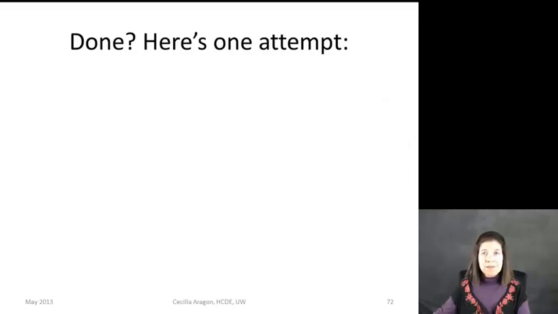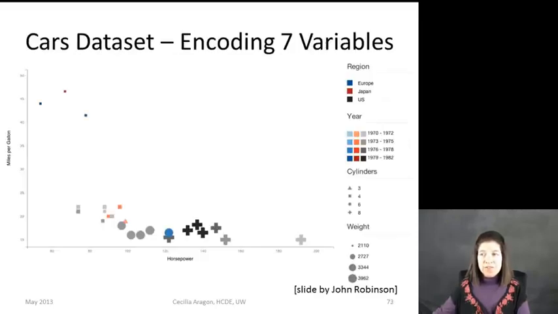Are you done? Here's one attempt made by one of my students. So this is an attempt at encoding 7 variables from the CARS data set in a single visualization. So this student chose to put 2 of the quantitative variables, horsepower and miles per gallon, on the X and Y axes. The third ratio data, weight, he encoded with area of the marks. It's not a bad choice since you can only put two of those ratio variables on axes.